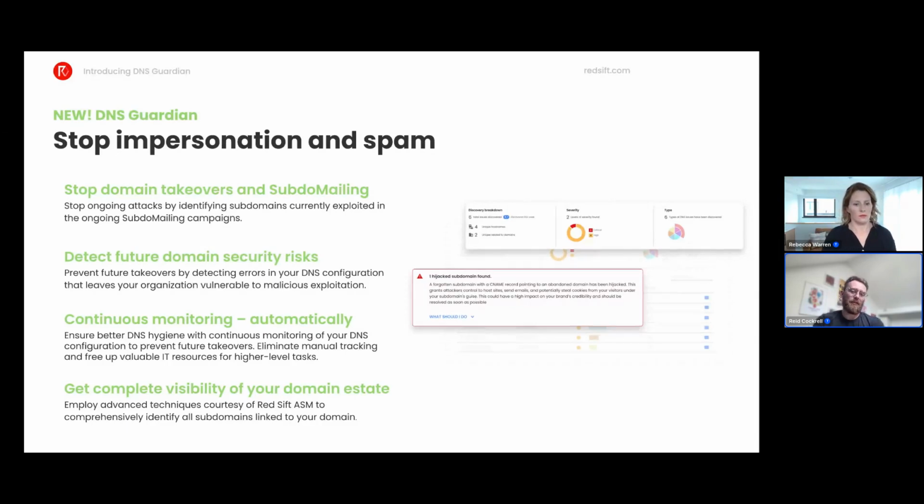So we've been able to lean on and leverage some techniques courtesy of Red Sift ASM, which we'll talk about in a little bit, which enables you to comprehensively identify any and all subdomains that are linked to your domain. So it may be that you have subdomains that you put into OnDMARC, and then there might be other ones that you don't know exist, and we're trying to make sure that those ones that maybe aren't within your field of view become so.